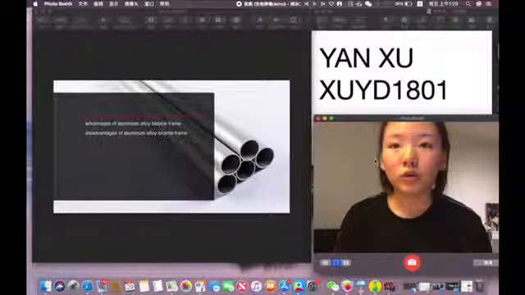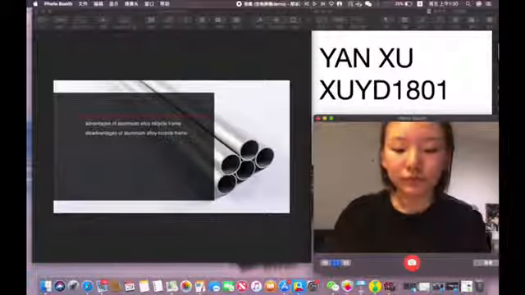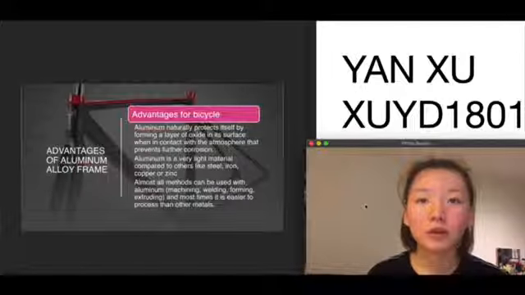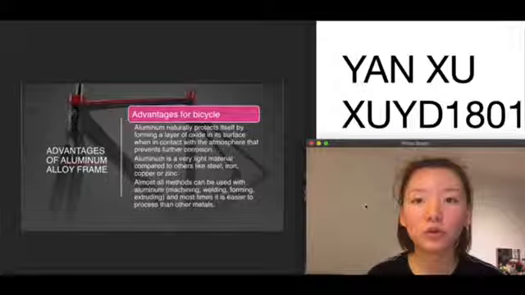Now I want to discuss the advantages and disadvantages of aluminum alloy bicycle frames. First, let's discuss its advantages. It can make a lightweight bicycle frame. Aluminum is light in weight but not hard enough, so it is alloyed and heat treated for strength.